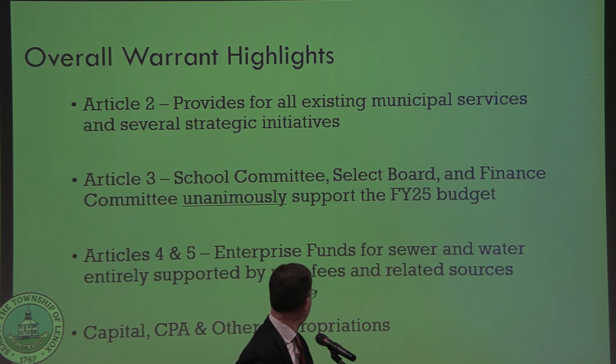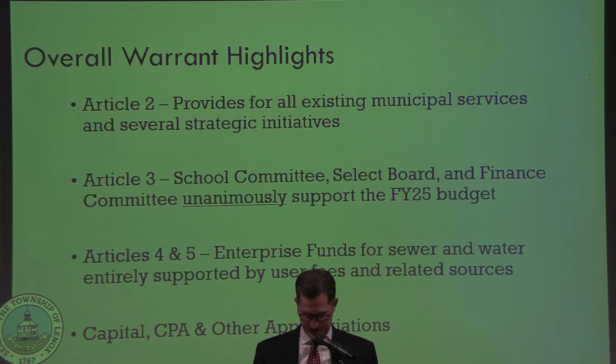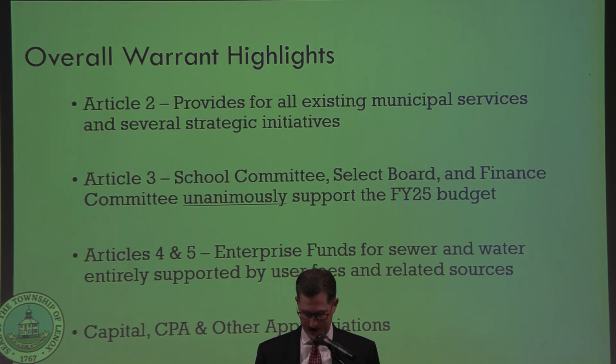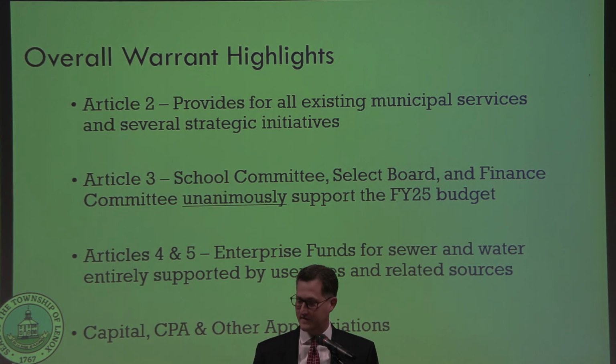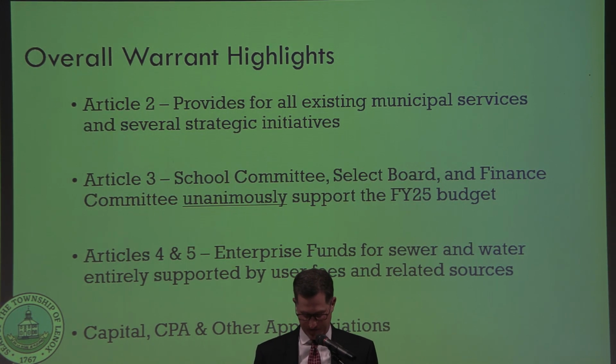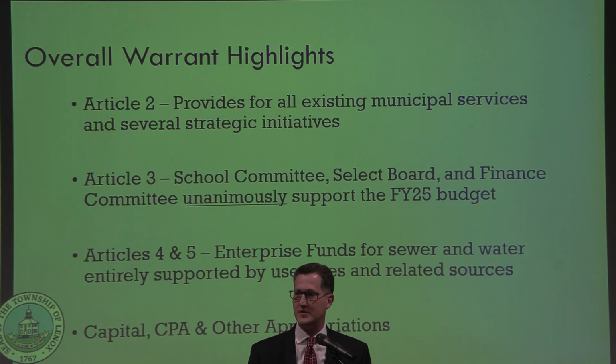So let's hit the warrant very briefly. Article 2 is where we'll discuss the budget lines for the various municipal departments. These departmental appropriations were recommended unanimously by both the Select Board and the Finance Committee. Article 3 is the School Committee request to fund the Lenox Public Schools. This was unanimously supported by the School Committee, the Finance Committee, and the Select Board. Articles 4 and 5 deal with the enterprise funds, which I talked about earlier, and then there were CPA, capital, and other financial articles. So it's almost exclusively a financial warrant before you this evening.